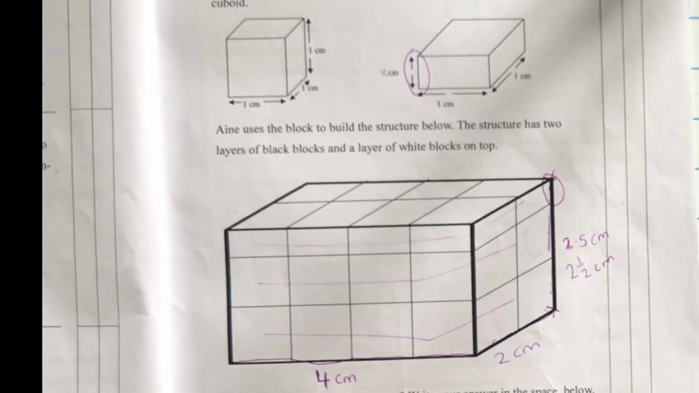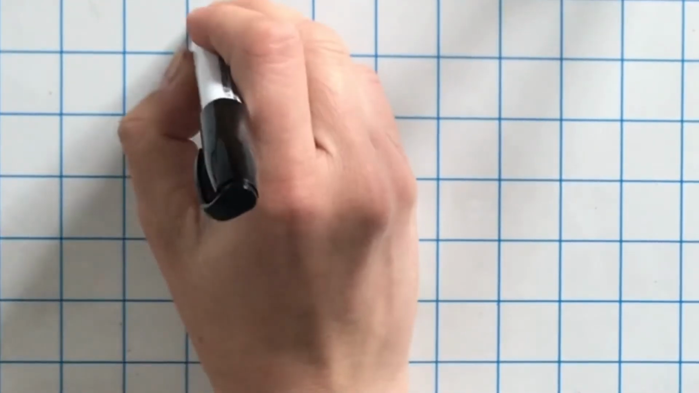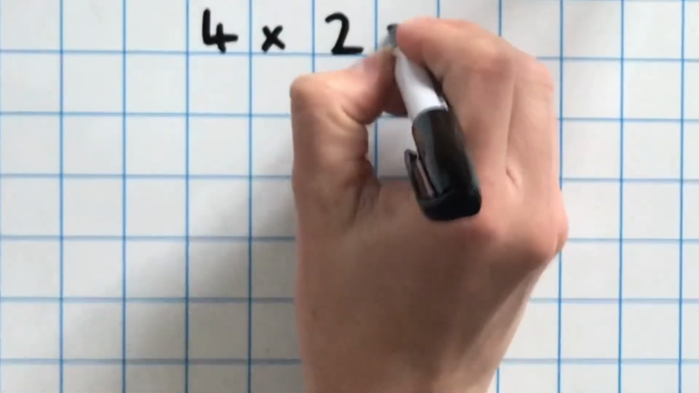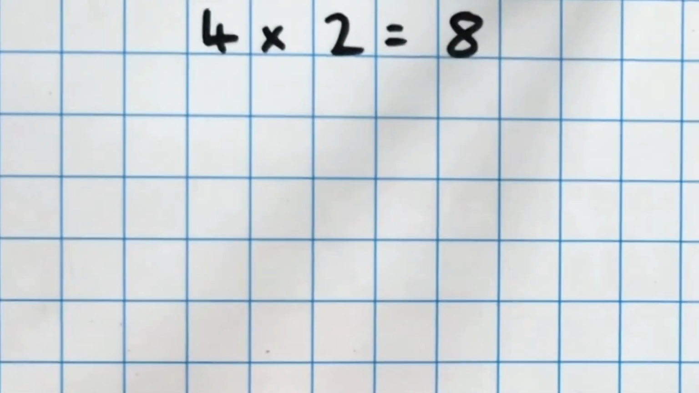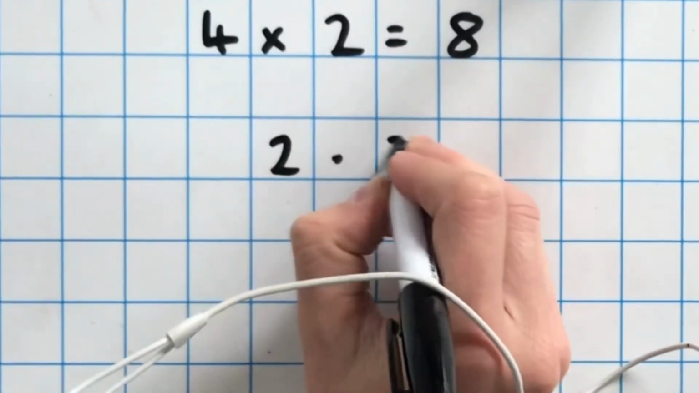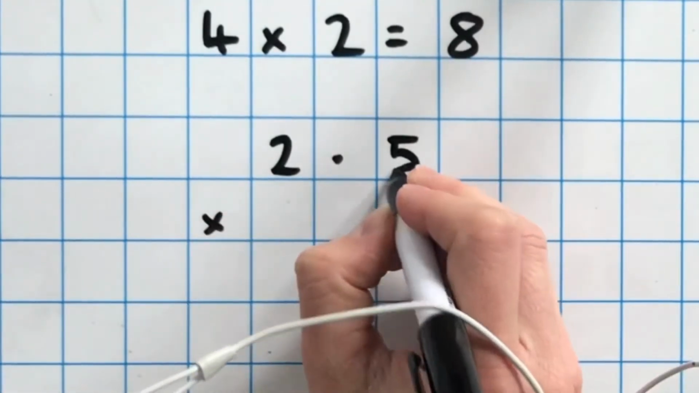So you need to now work out the volume of the structure. Remember your volume is your length times your width times your height. So you've got 2.5, 2 and 4. I'm going to start off with 4 times 2, which gives me 8. My next step then is to do 8 times 2.5. I'm going to switch that around and put the 2.5 first, and multiply it by 8.